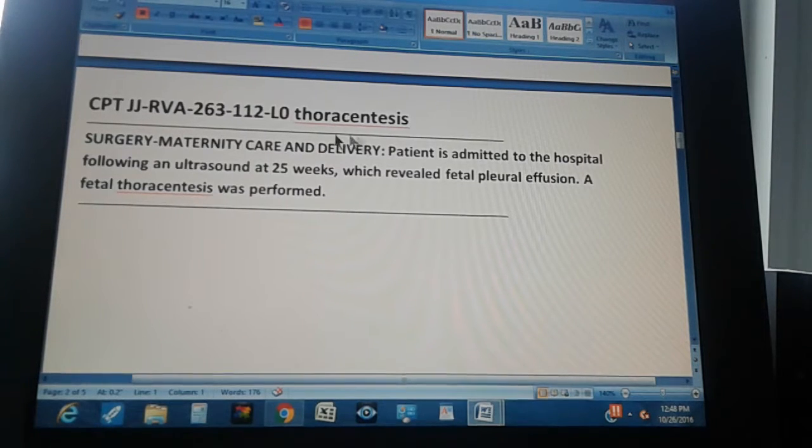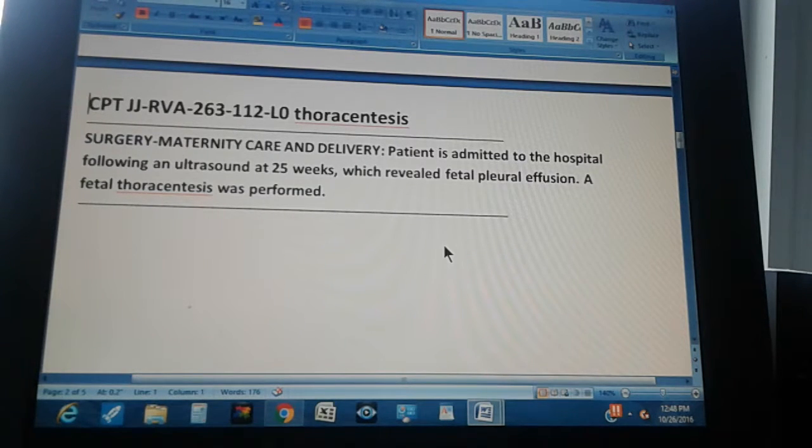Thoracentesis. The text reads like this: Surgery, maternity care, and delivery. Patient is admitted to the hospital following an ultrasound at 25 weeks, which revealed fetal pleural effusion. Pleural effusion means there's liquid in the pleural section close to the lungs. A fetal thoracentesis was performed. A thoracentesis means a hole in the chest to extract fluid. That is our problem.